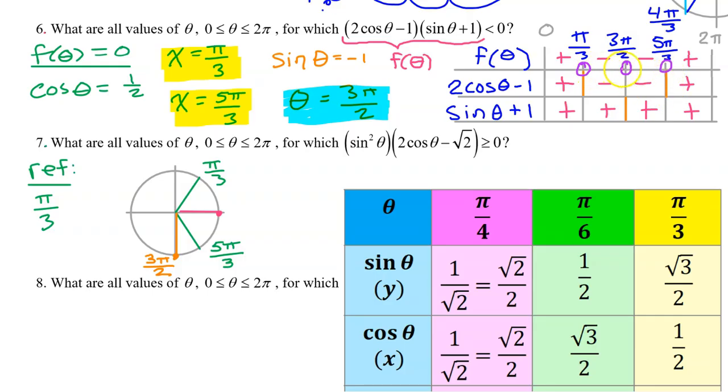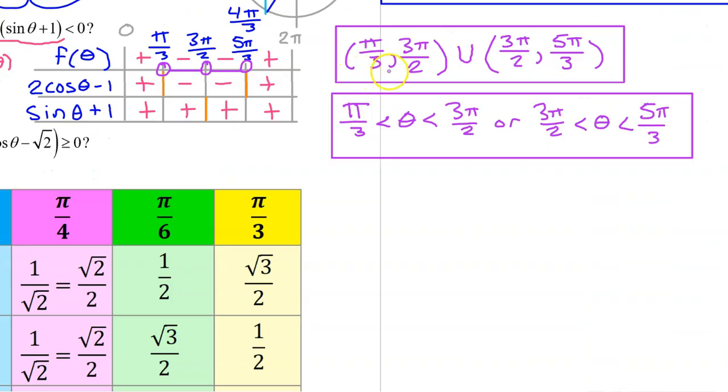So that reminds me that I'm going to have to record my solution using 2 intervals from pi over 3 to 3 pi over 2, union 3 pi over 2 to 5 pi over 3. I cannot just say pi over 3 to 5 pi over 3 because that would include one value where f of theta is equal to 0, and we don't want that. Here's your final answer in interval notation and as an inequality.